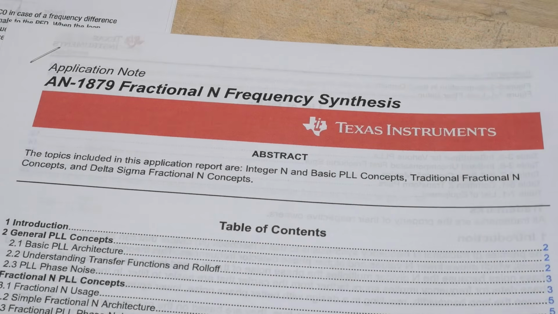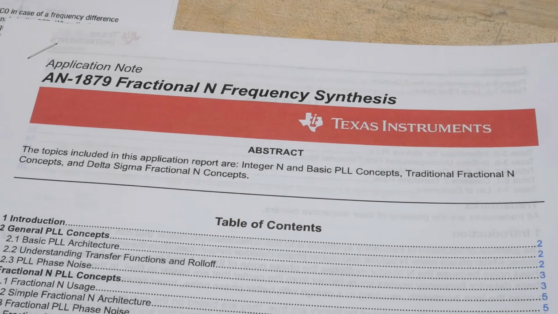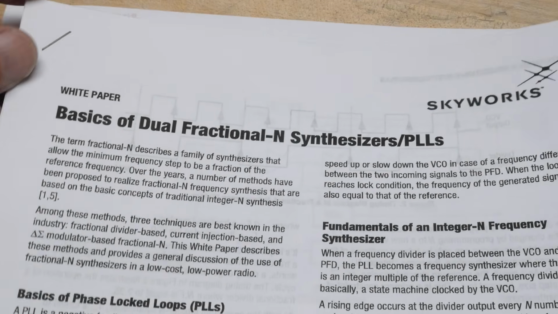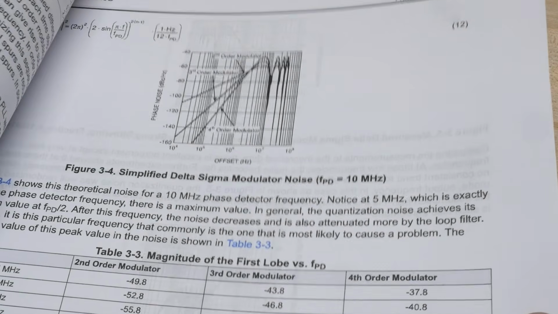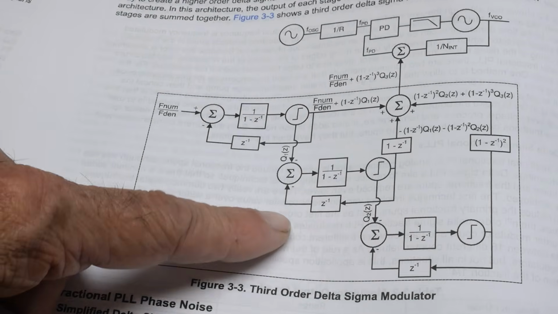All right, there are some good papers if you want to read them. Here's a fractional N frequency synthesis. Here's the basics of dual fractional N synthesizers, phase lock loop. And these things are all deep in the bandwidth because they need to settle, and the block diagrams can get all crazy to do real fancy stuff. But we're going to talk about the most simplistic one, okay?